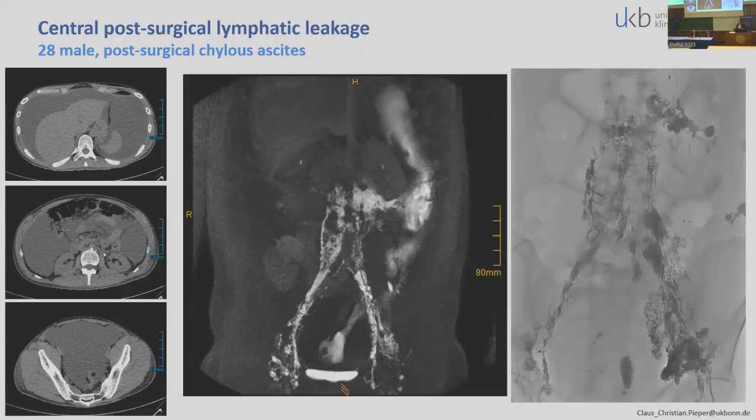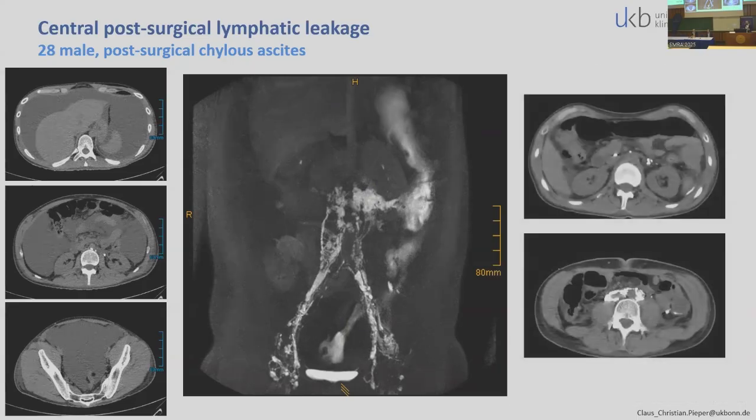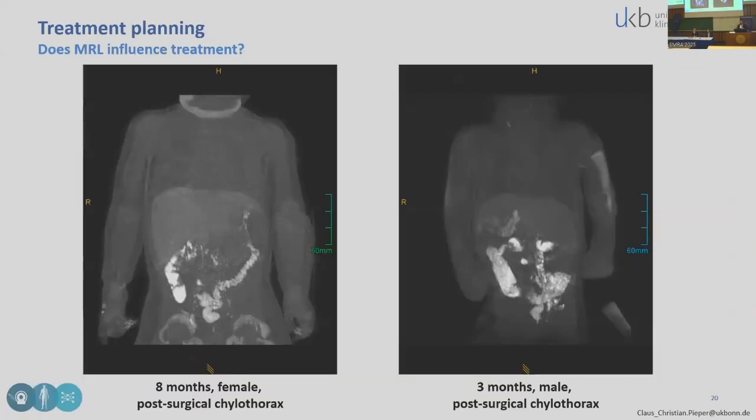And we can then use this information to selectively embolize these leakages. And in this patient, this led to immediate resolution of the ascites. The question is, does MR really influence treatment? And these are typical examples and nice examples to show you why pre-interventional imaging in these patients is important.